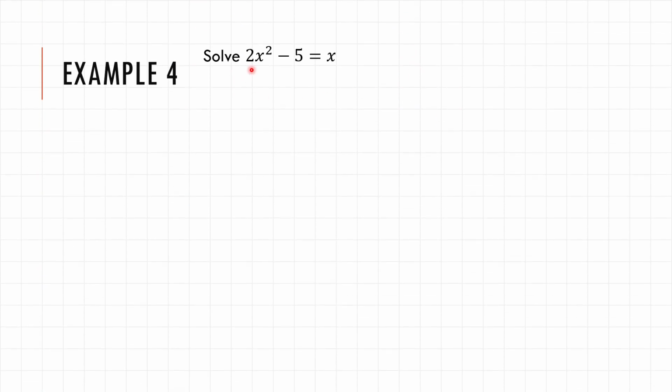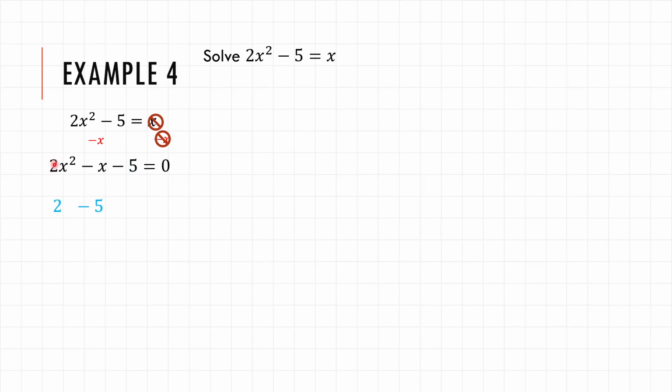Solve this equation. When does 2x squared minus 5 equal x? Well, again, I don't know how to solve this unless one side equals 0. So I'm just going to subtract x from both sides. And now I have a quadratic equation that's equal to 0. And I can try to solve this by factoring it.